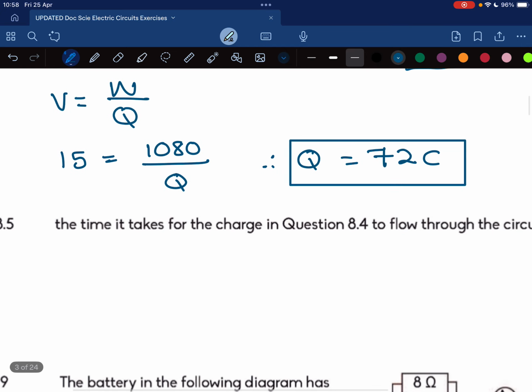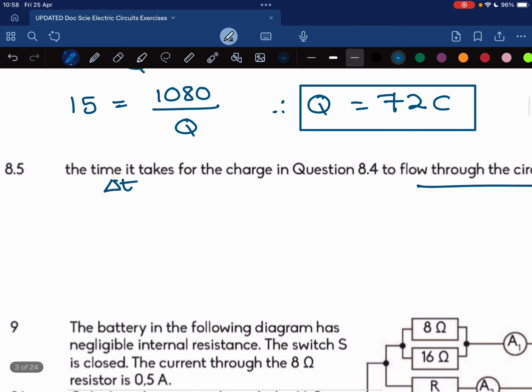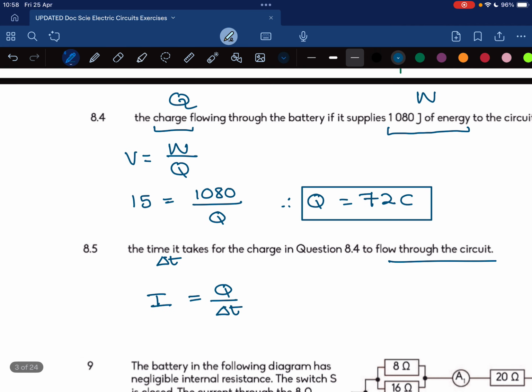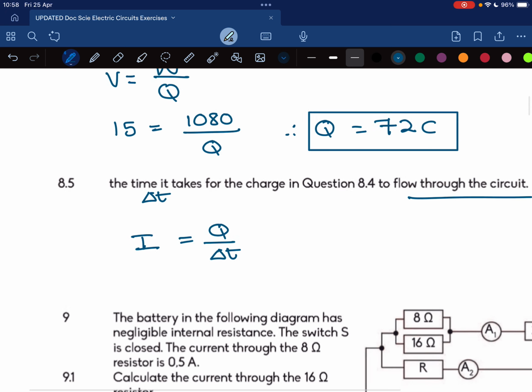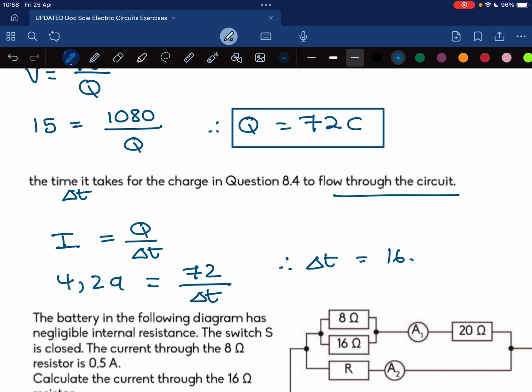Then it says calculate the time it takes for the charge in 8.4 to flow through the circuit. So time has to do with the current equation. So it says current through the battery. The current then is going to be the total current. So 4.29 is equal to the charge I just found over delta t. So therefore delta t would just be equal to 16.78 seconds.